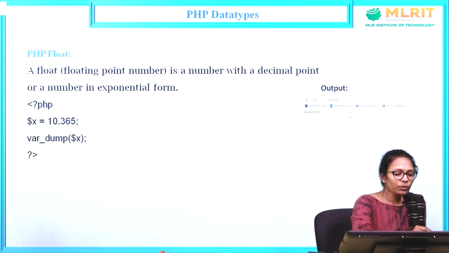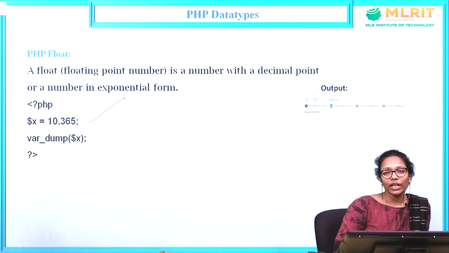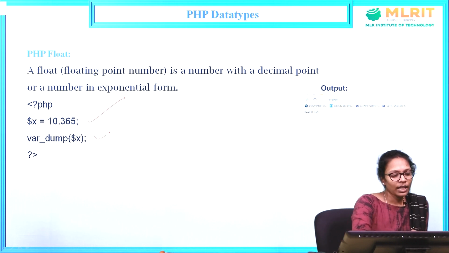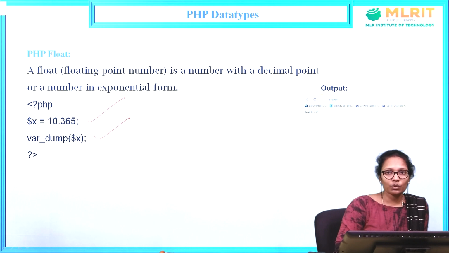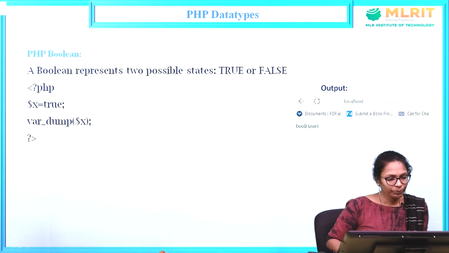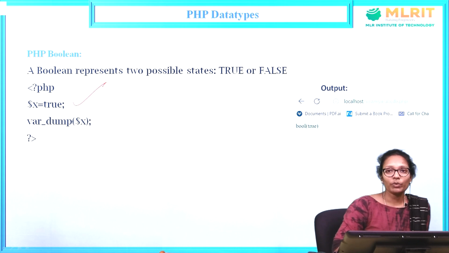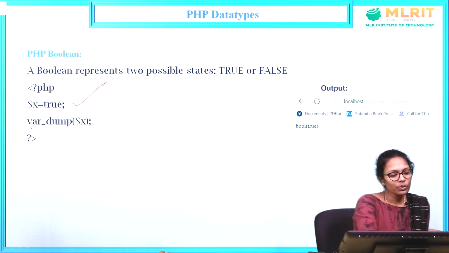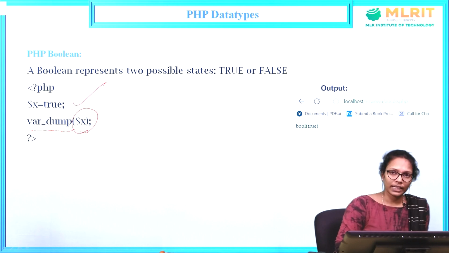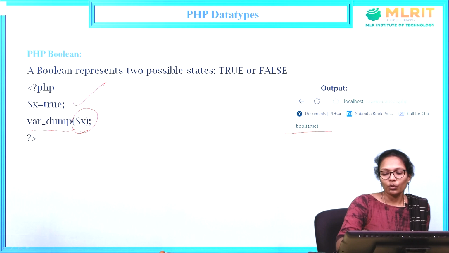Coming to the float, for $x I'm assigning a fractional value and printing it using var_dump. Here it will display the data type followed by the value. And coming to the boolean, same thing: $x is equal to, and we have only two possible values for boolean, that is true or false. If I use the function var_dump, it will display the value and the data type also. The output is bool(true).